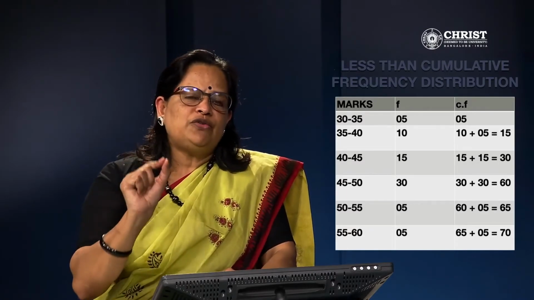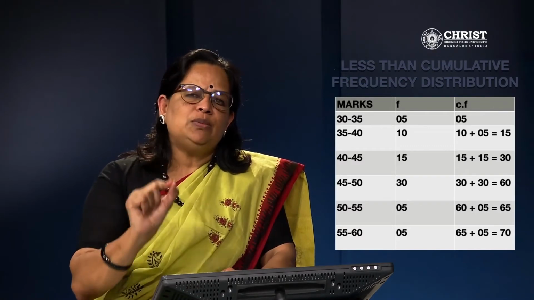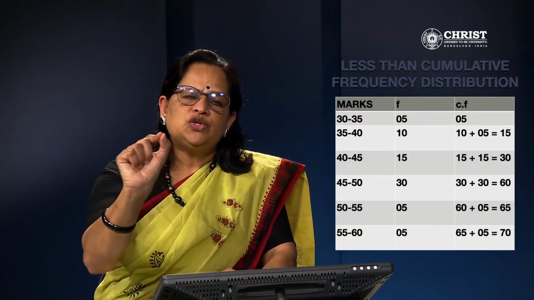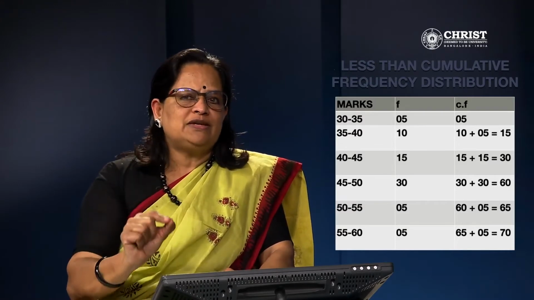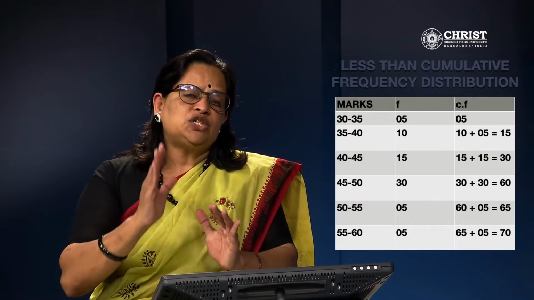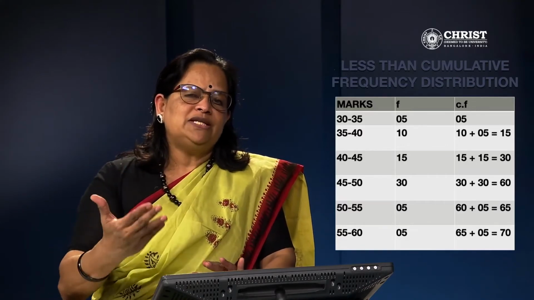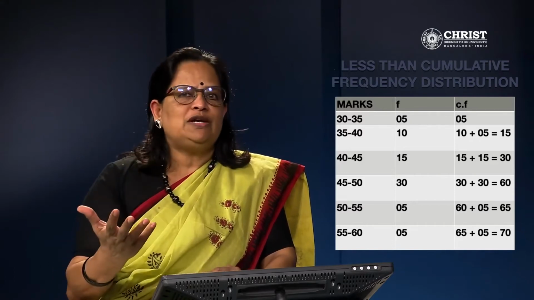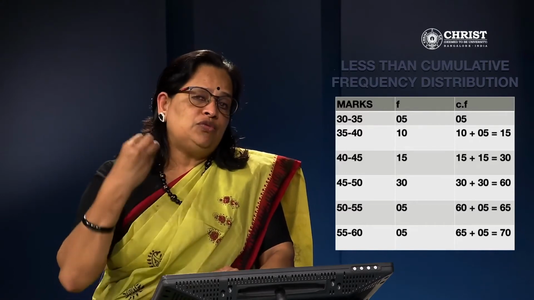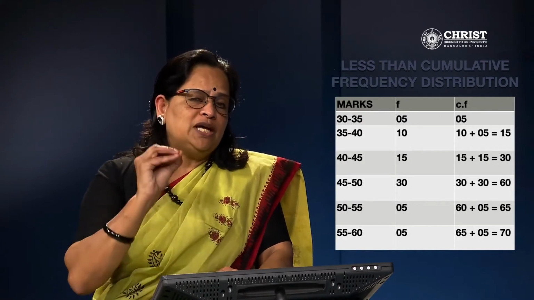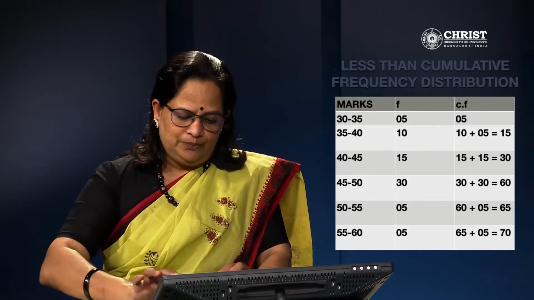So this is one way of expressing the less than cumulative frequency distribution. Total frequency is 70. Here also we are getting the total frequency as 70. The only difference is that these are not the direct frequency values; we are adding the frequency values and getting cumulative frequency values. I am again repeating that if you want to do the problem, you have to convert it into frequency values. With that only we can do the calculation.